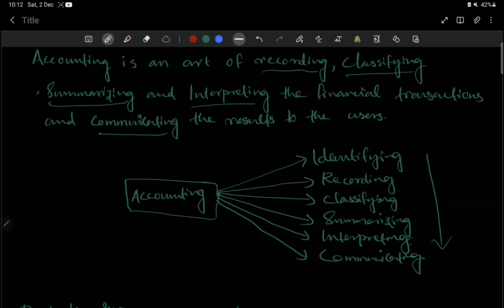Then the last process is called communicating. So finally, the accounting functions involve communicating the financial information, that is financial statements, to the users, right? The accounting information should be provided in time to the users so that decisions may be taken at an appropriate time. Communicating may be for internal users or for external users. Internal users means within the organization. External means outside of the organization, like banks, the shareholders, etc. So they can decide whether they should invest in this particular company or give loans to this particular company or not. So this is communication.